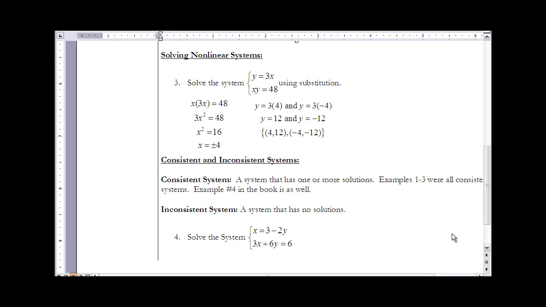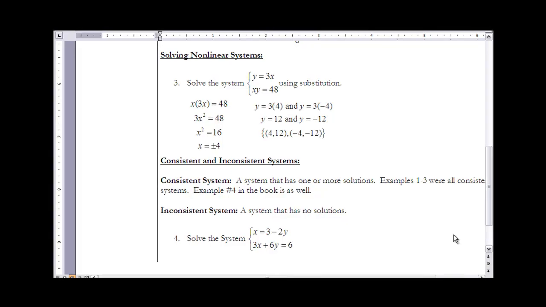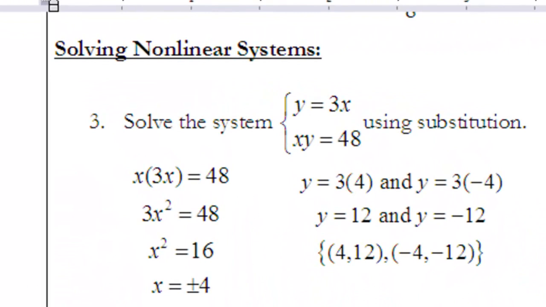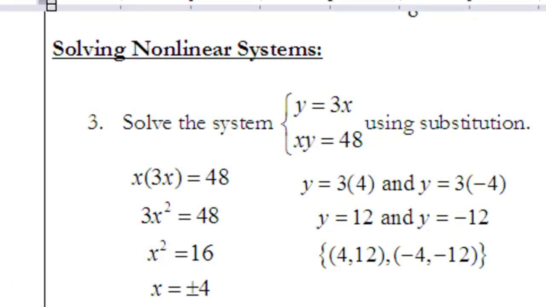Okay, another situation where we can use substitution to solve systems is in nonlinear systems. So it doesn't always have to be two lines when we're using substitution. This is a perfect example of the type of problem where we could use substitution. We have the system y equals 3x and xy equals 48. So one of the equations is solved for y, y equals 3x. So I'm going to take that 3x and substitute it in for the y down here in this equation.